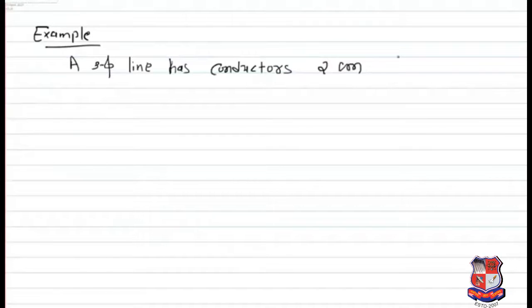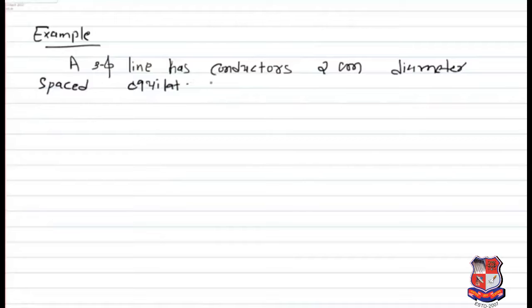A three-phase line has the conductor, 2 centimeter diameter, spaced equally, one meter. So 1 meter means 100 centimeter apart.